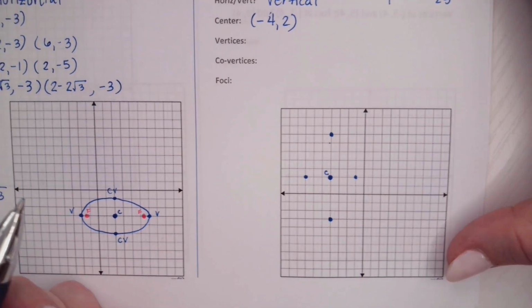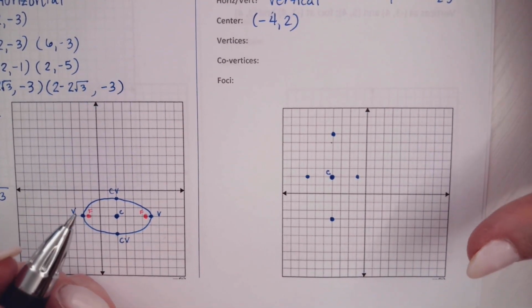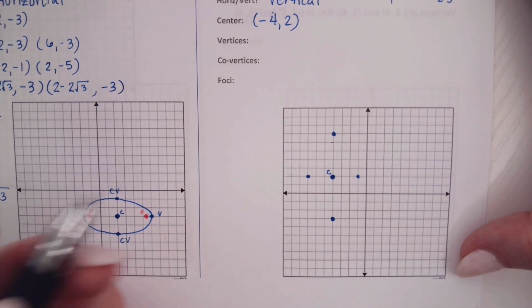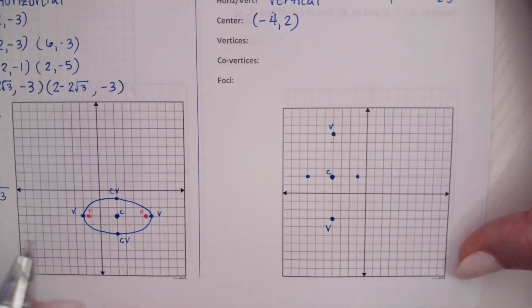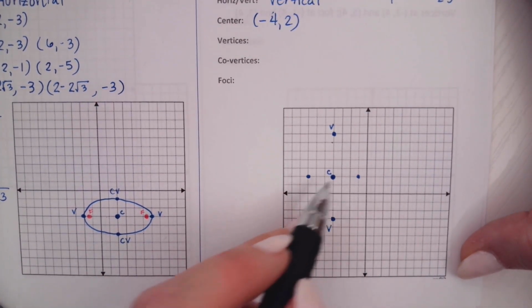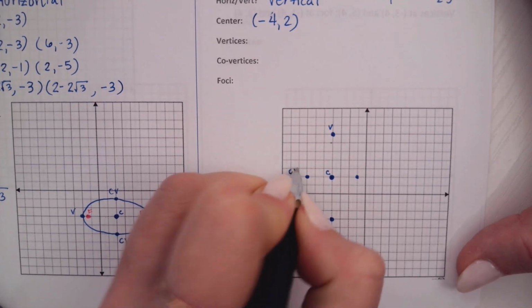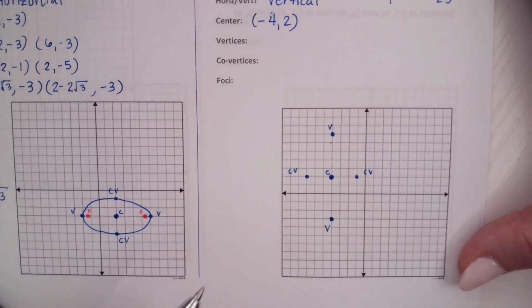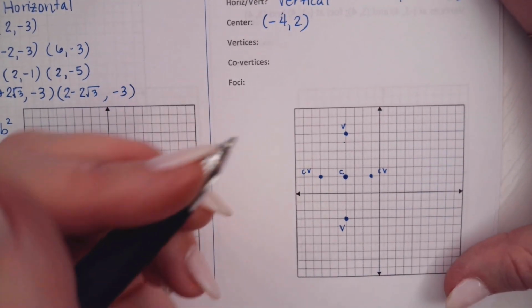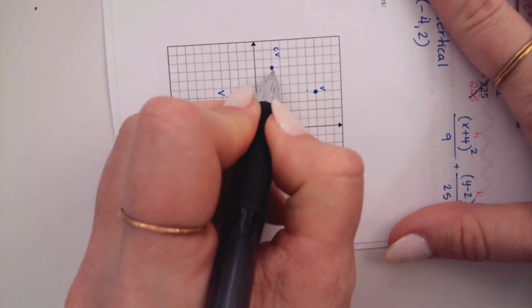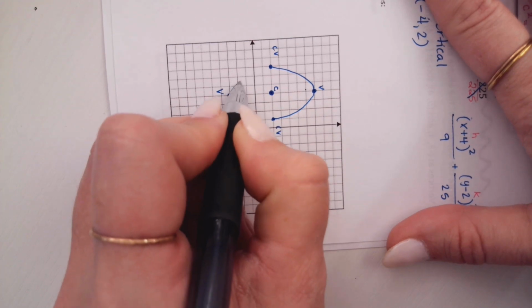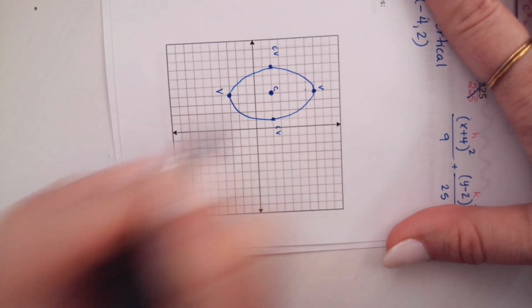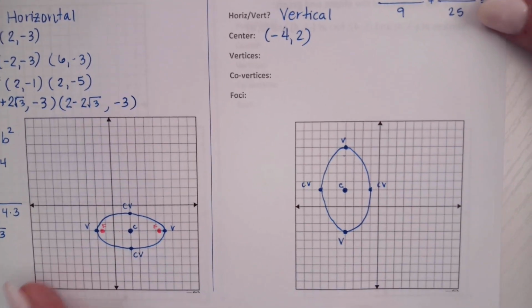Now labeling which ones are the vertices and which ones are the co-vertices. Remember, the vertices are always going to be the ends of the longer axis, which for this one is the vertical axis. The co-vertices are the ends of the shorter axis, called the minor axis, which for this one is the horizontal one. And then from there you can give it your best football shape. I have to turn my paper. Okay, alright, that's not bad.